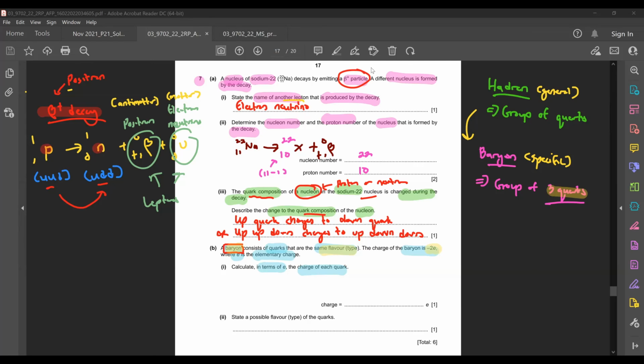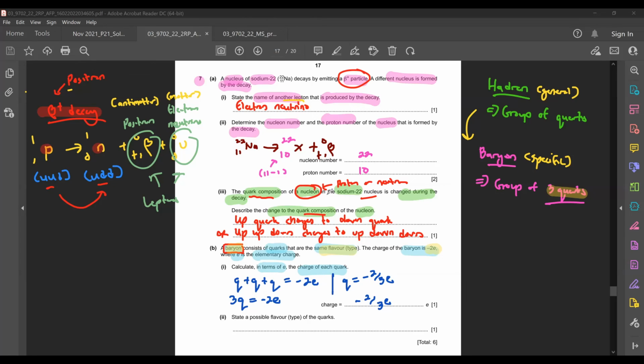So if I wanted to find out the values of these quarks, what I'll do is you will say, maybe I put q to denote the charge: q plus q plus q equals -2e. So 3q equals -2e. And then from here, q is -2/3e. So this one is your charge, -2/3e.